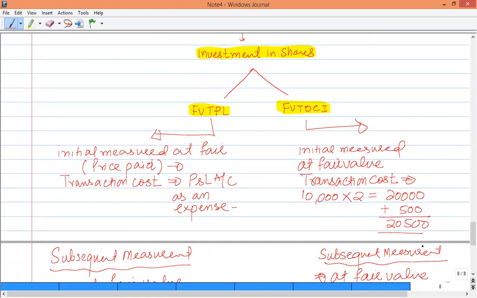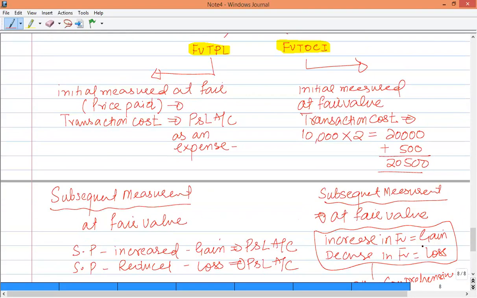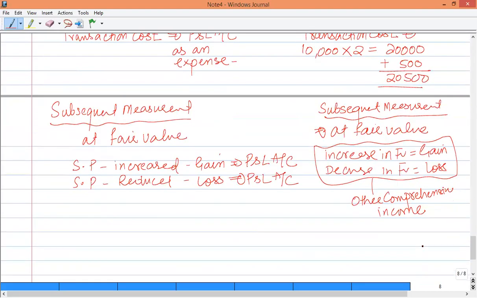If it is an FVTPL category, gain or loss is reported in the profit and loss account. And if it's a fair value through OCI category, then the gain or loss is recognized in other comprehensive income.